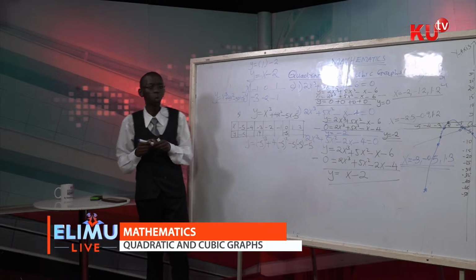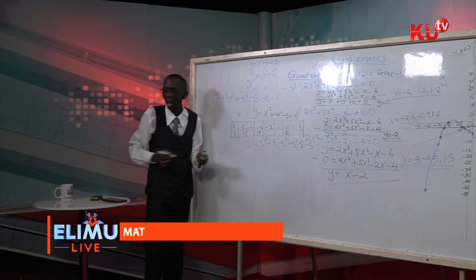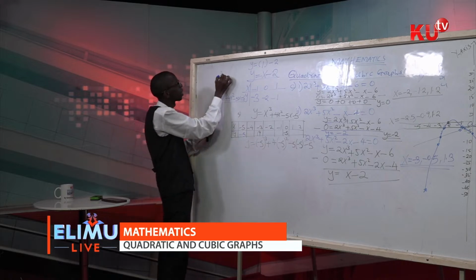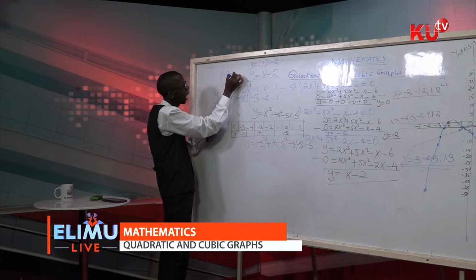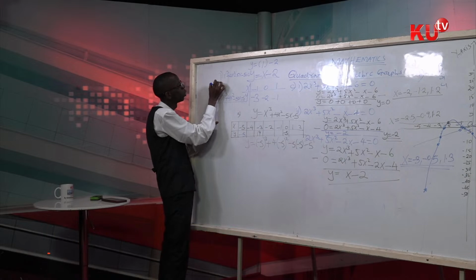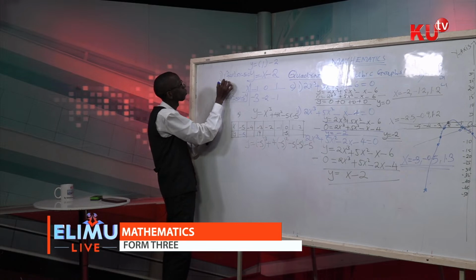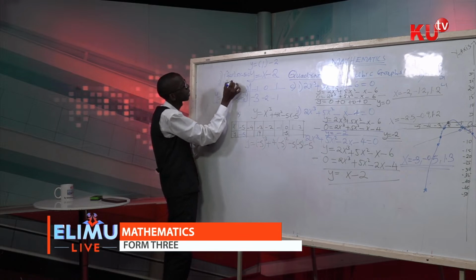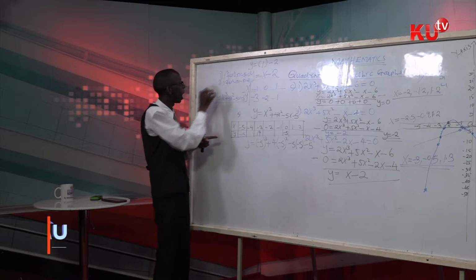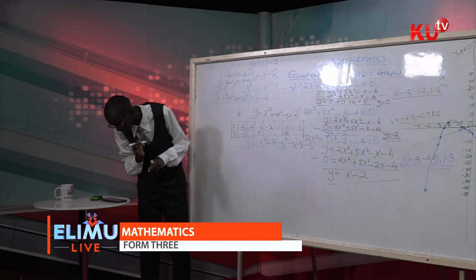Part C of the question. Use the graph to solve the equation. Roman 1. X cubed plus 4x squared minus 5x minus 5 is equals to 0. Roman 2. X cubed plus 4x squared minus 5x minus 8 is equals to 0.